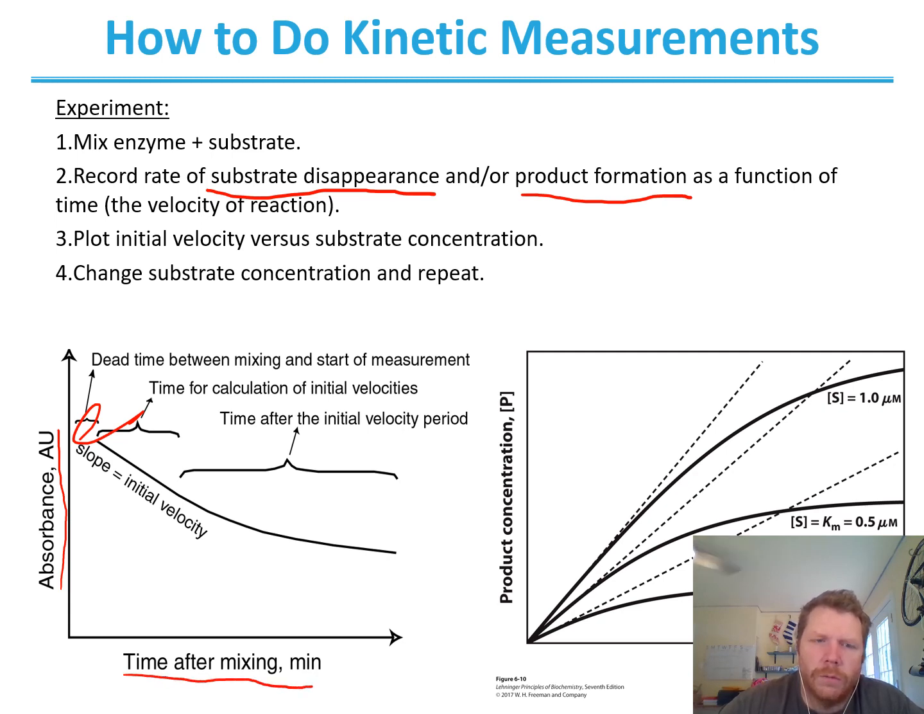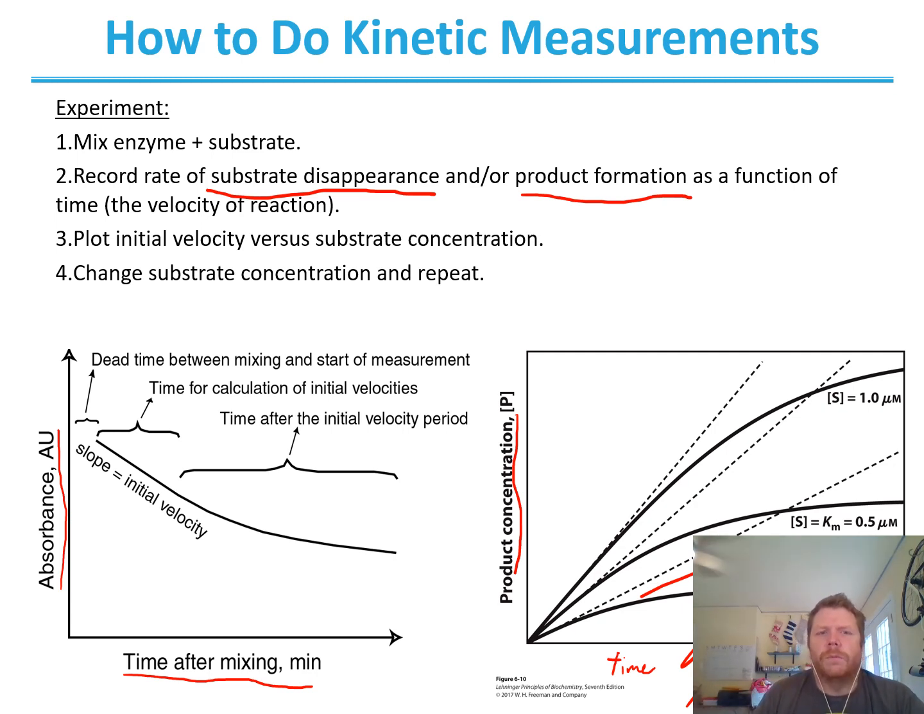Okay, now with that, you're going to plot your initial velocity versus substrate concentration, which is this graph on the right-hand side here. We've got our product concentration. So this is our product concentration on our y-axis, and then our x-axis is our time. Okay.